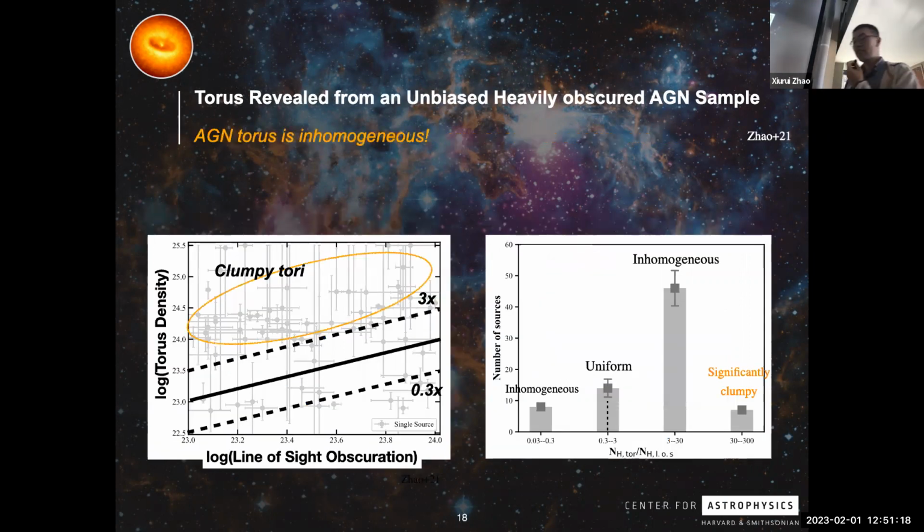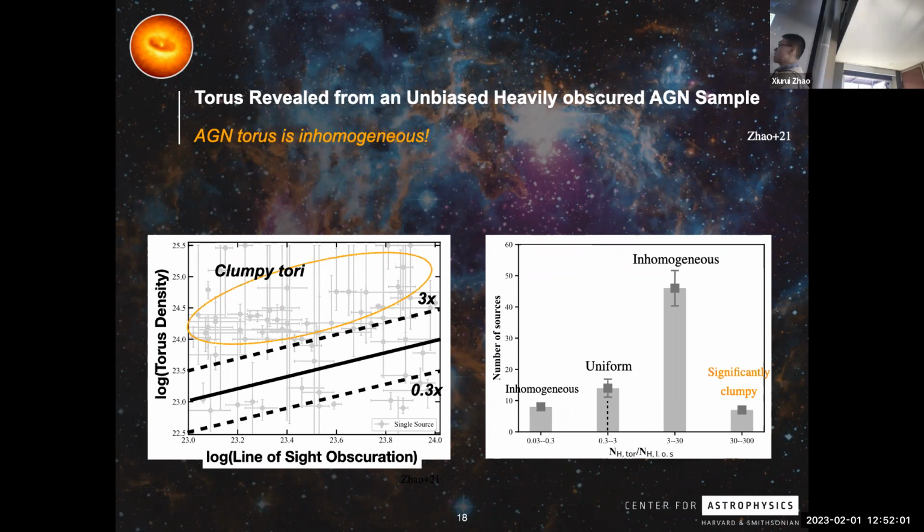And another question is, how inhomogeneous is the torus? We go back to this line of sight column density and torus column density figure, and the solid line is where these two column densities are the same, and the dashed lines are where there is a 0.5 dex difference. You can see that the majority of our sample have very different column density along the line of sight and their average torus column density. And also in this figure, I plot the torus column density divided by the line of sight column density. That is the difference between these two densities.